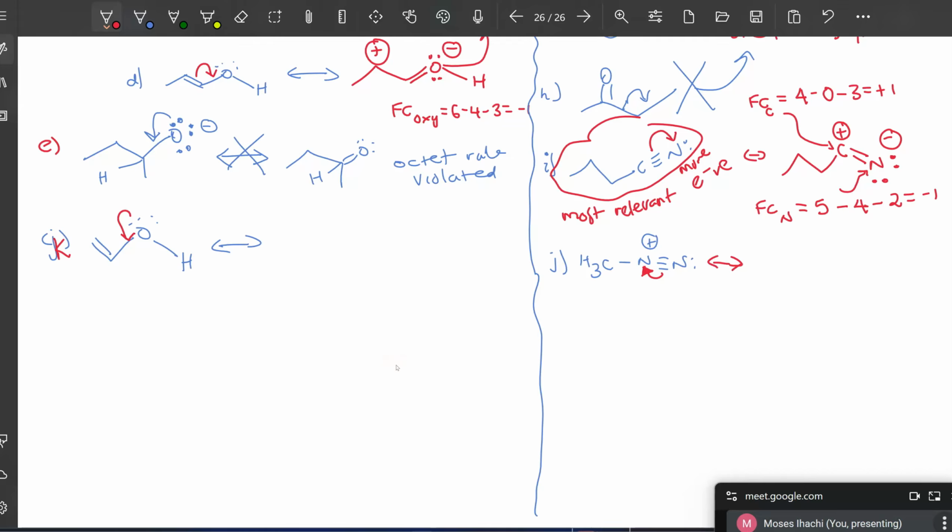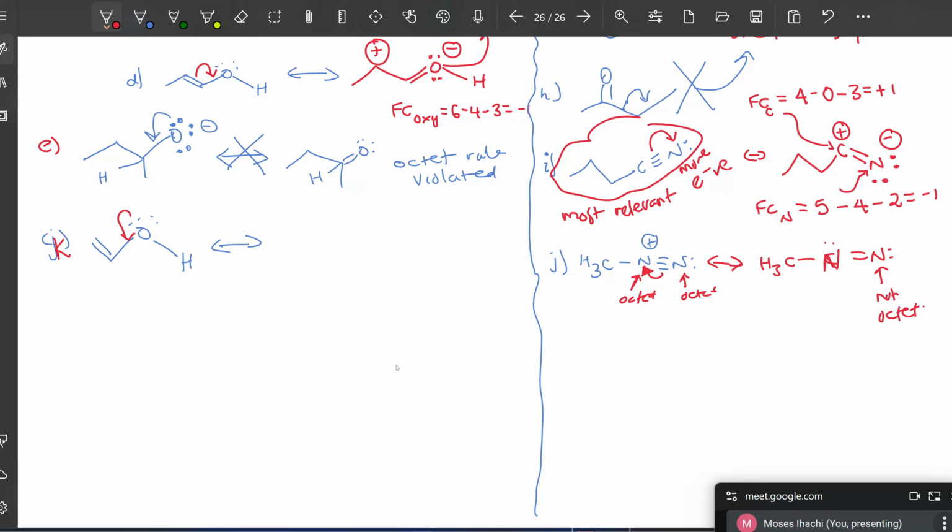I said it violates the octet rule for this one. It does. Let's see. Does it? Oh yeah, it does, because you are leaving that nitrogen. This nitrogen is octet. This one is octet. So after the resonance here, we are violating the octet. Okay, so that's not fine to do. I agree. This is not octet anymore.